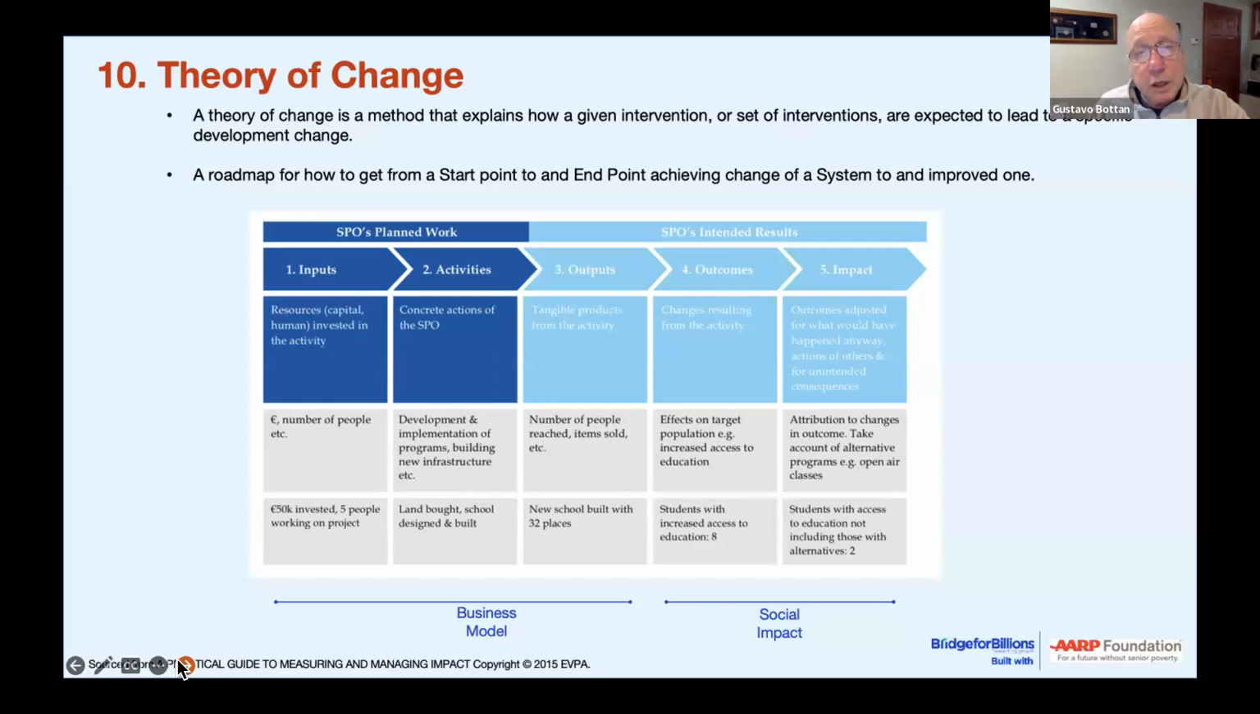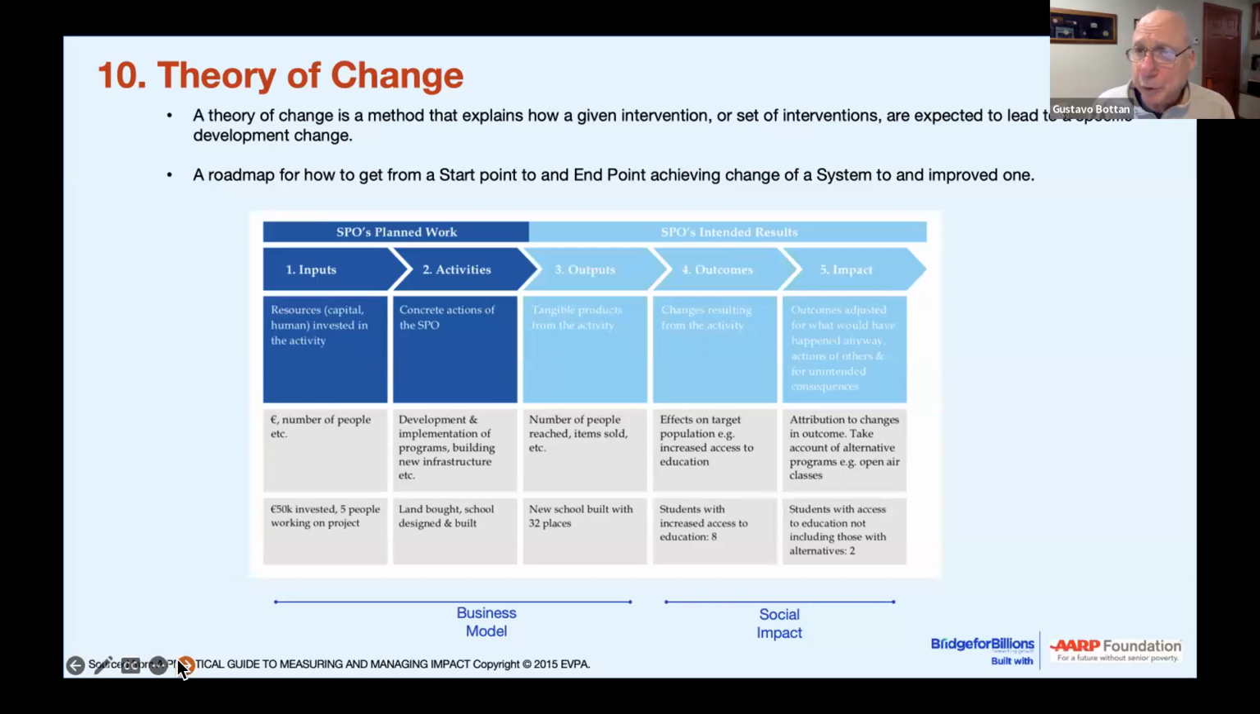For example, the input was 50,000 euros invested into this project. 5 people are working on it. Then the activities. These are the concrete things that the organization is doing. So that's where, as an example, is development and implementation of programs, building new infrastructures. And the specifics are the land that they bought, the school they designed and built.